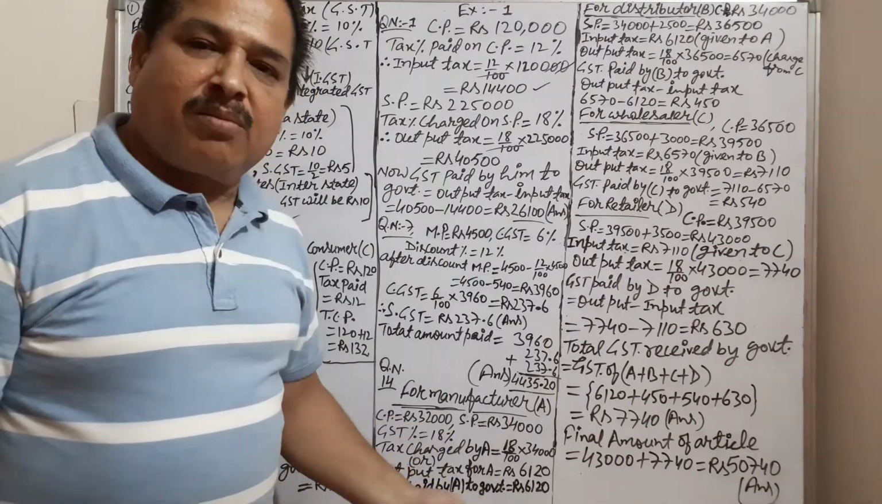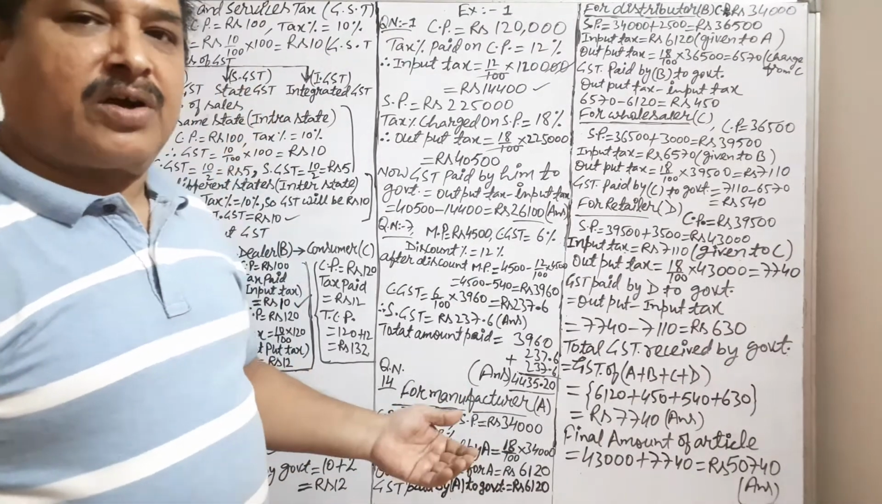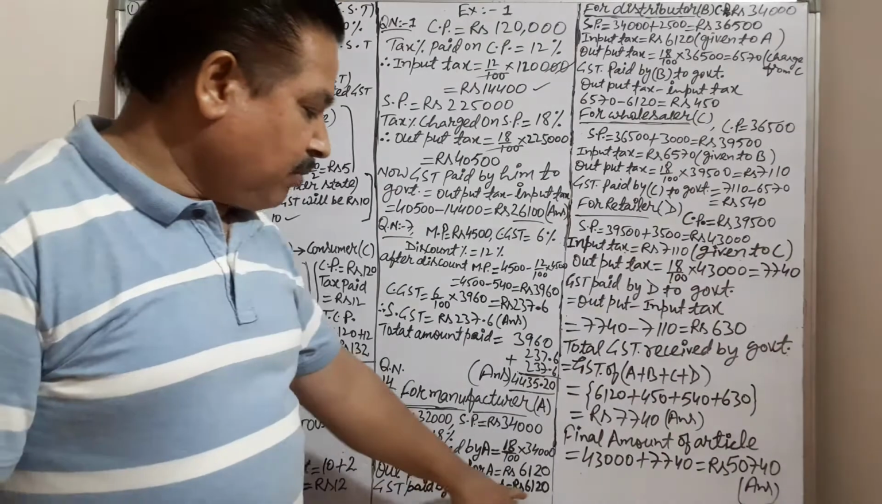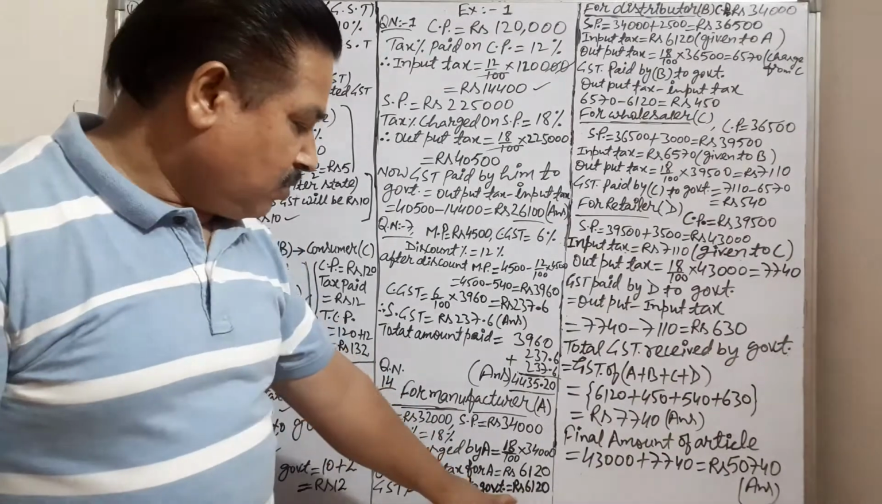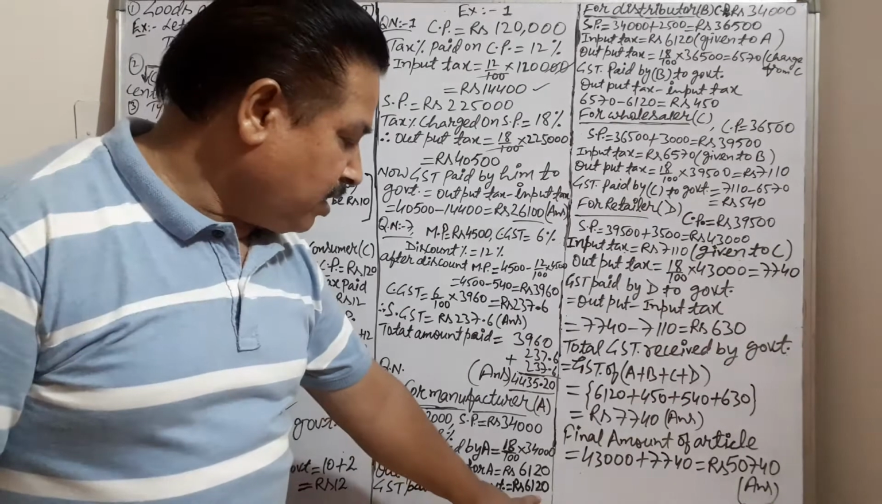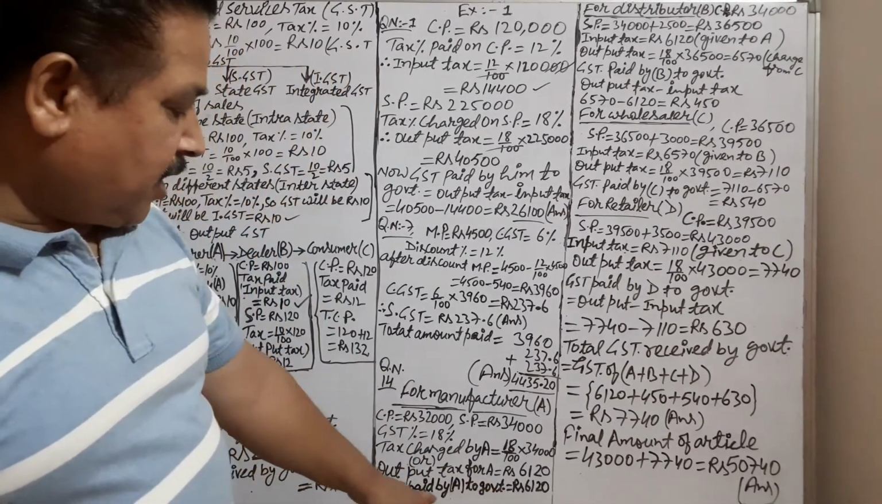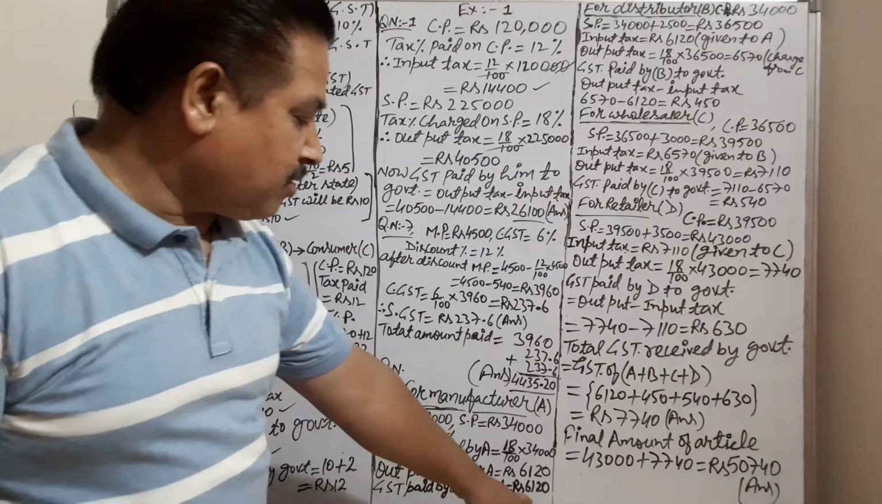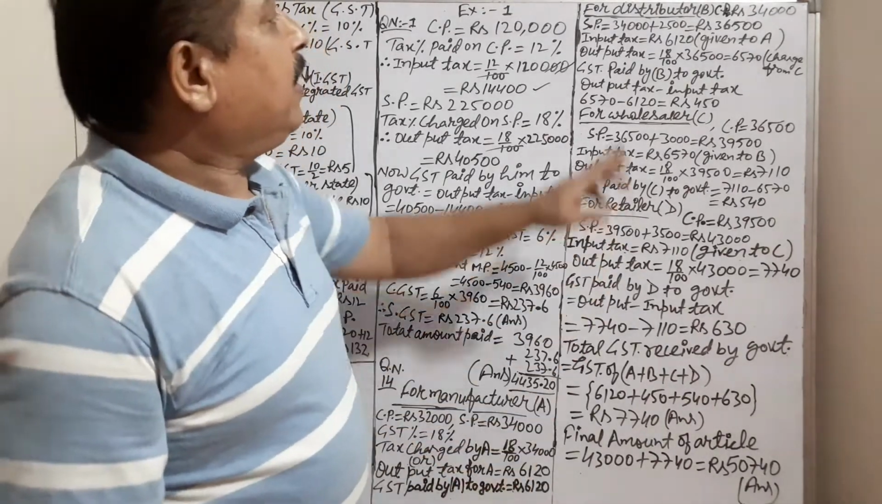And input tax is not given for the manufacturer. Most of the time it is not given for the manufacturer. So output tax minus input tax is GST. So GST will be the same amount because input tax is 0 here, 6120. So this is the tax paid by the manufacturer to the government, 6120 as GST.